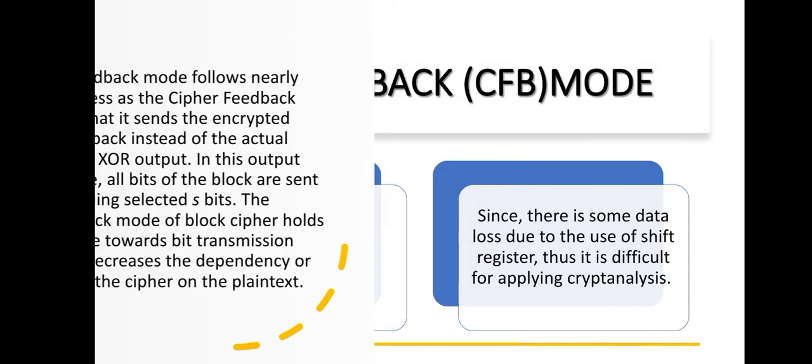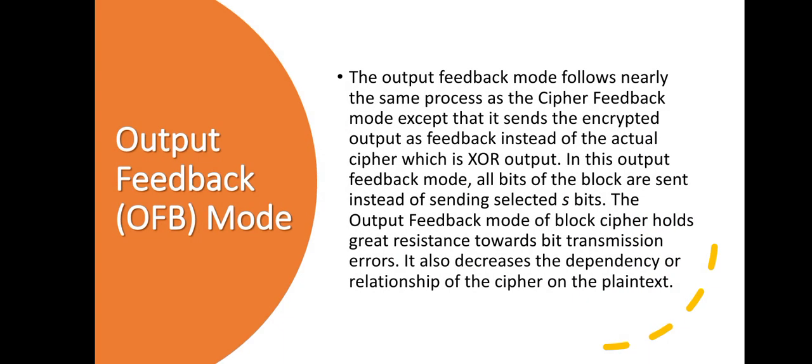Advantage we have seen. Then the next mode is output feedback mode. The output feedback mode follows nearly the same process as cipher feedback mode. There are very many similarities between the cipher feedback mode and output feedback mode, with very few differences. It sends the encrypted output as feedback instead of the actual cipher, which is the XOR output.